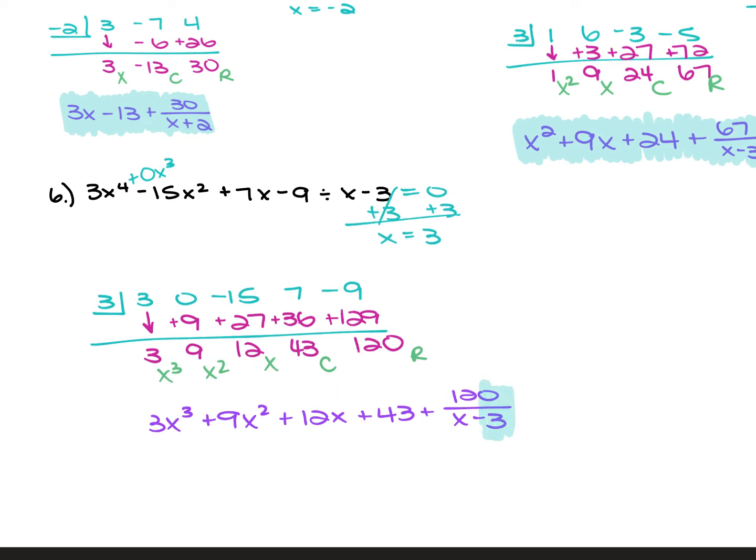Now, if you had a remainder that was negative, you can write it as plus that negative number over what you divided by, or write it as minus a positive number over the number or the binomial that you divided by. It's totally up to you.